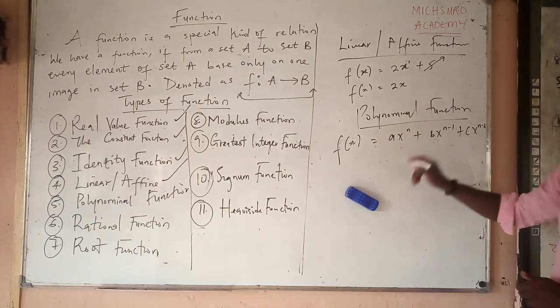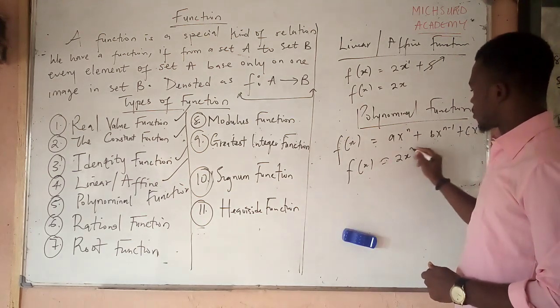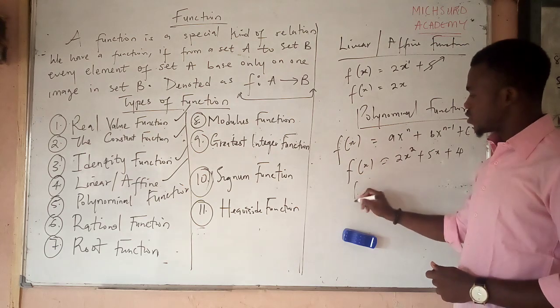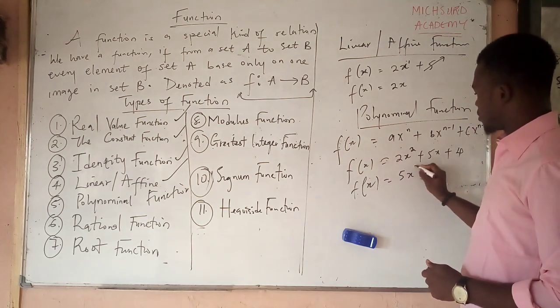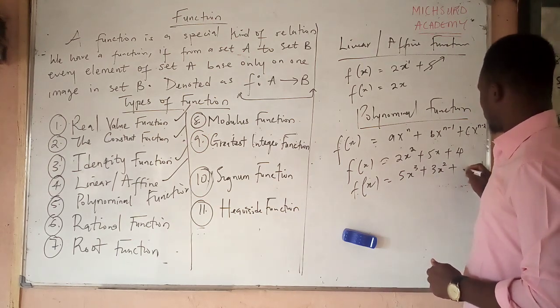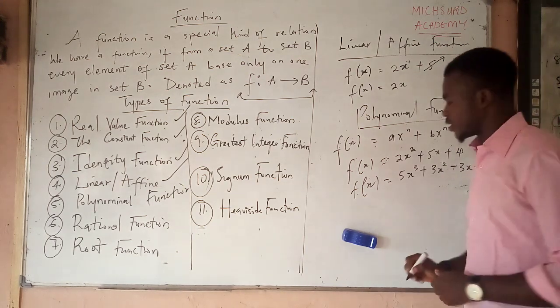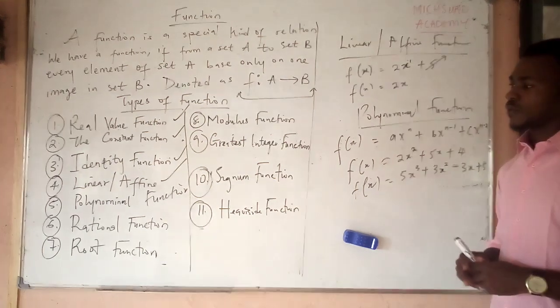Okay, so such kind of functions, like f of x equal to 2x squared plus 5x plus 4, gives us a polynomial function. f of x equal to 5x raised to the power 3, minus 3x raised to the power 2, minus 3x plus 5, is also another kind of polynomial function.